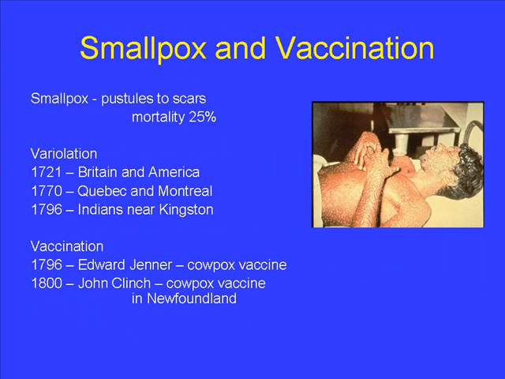The second example I want to use is smallpox. And smallpox is a disease, as you can see in the picture there, that's characterized by pustules, and if the patient survives, result in scars. The mortality from smallpox was always quite high, something of the order of 25%. Smallpox came out of the eastern countries, and during the time of the Crusades and increasing trade with the East in the 12th century was brought to Europe.